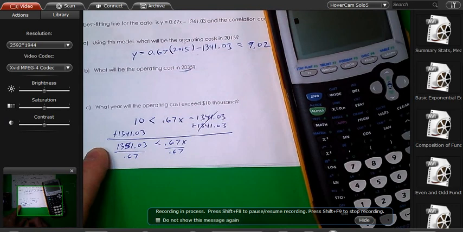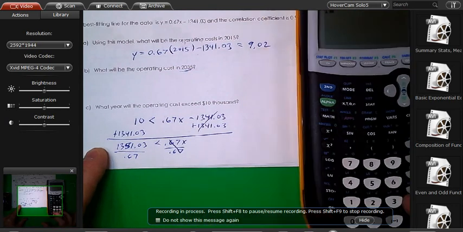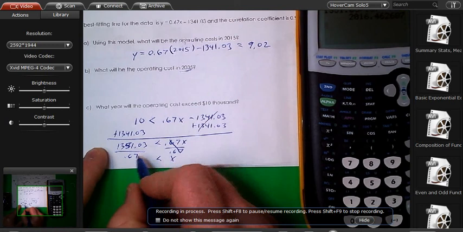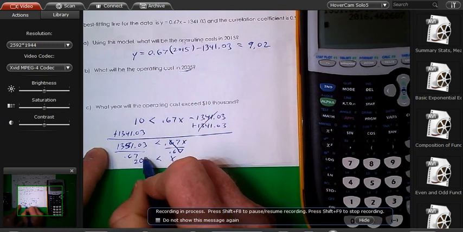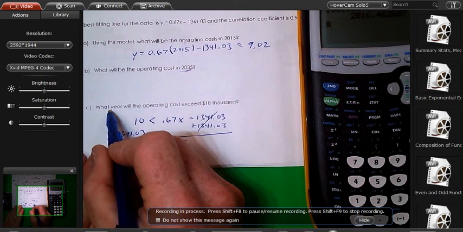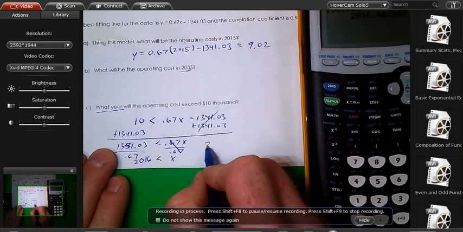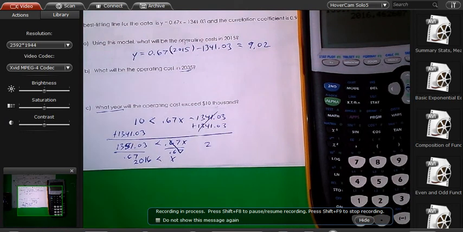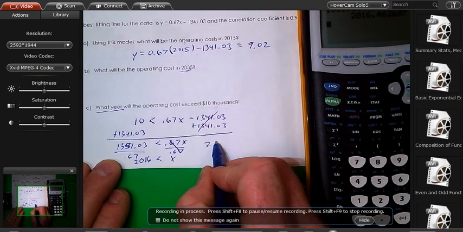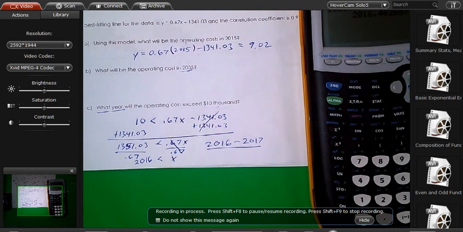So once I've done that, 1351.03 divided by 0.67 gives me the year 2000. X is greater than the year 2016. Now, what year is greater than 2016? 2017. So, in what year will the operating cost exceed 10,000? You can kind of say this two ways because it's within the year 2016. So you can say in the later part of 2016, or you can just say 2017 since we weren't going in half years. All right, so it's okay if you say 2016 or 2017. As a matter of fact, if you just say 2016, 2017, in that range is when it's going to happen.